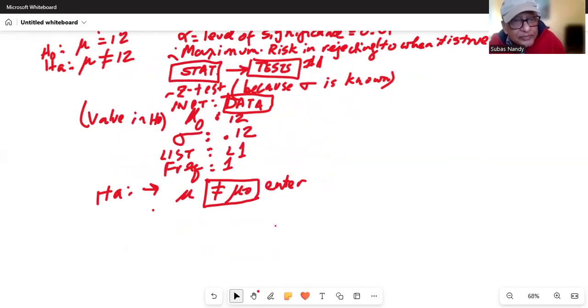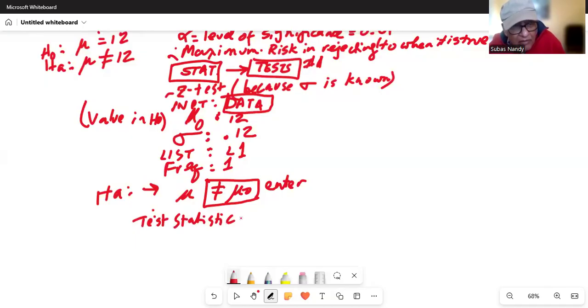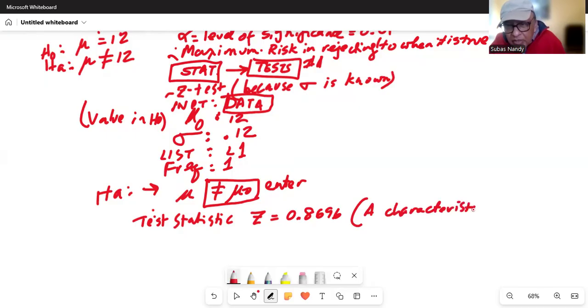Remember our test statistic Z is 0.8696. What is this? It's a characteristic of the sample that we have obtained, the sample that we have gathered.